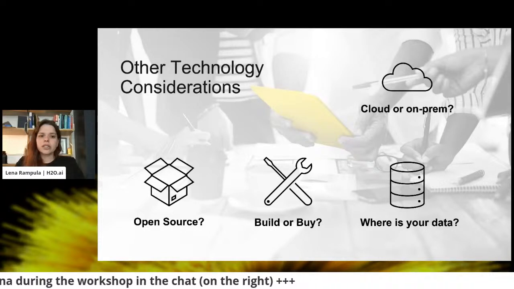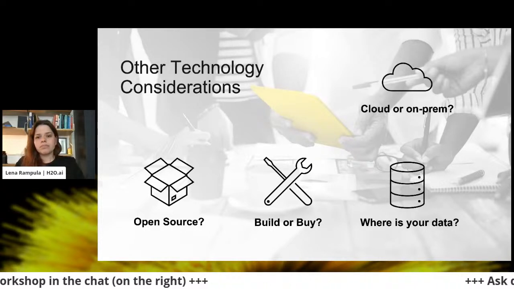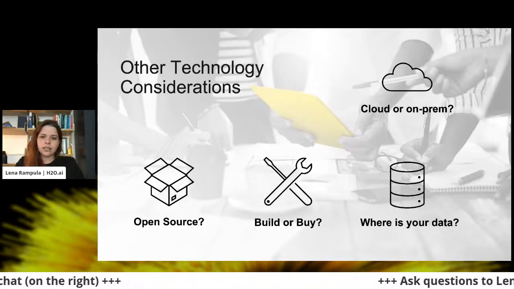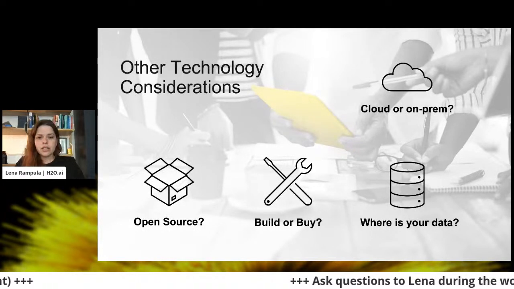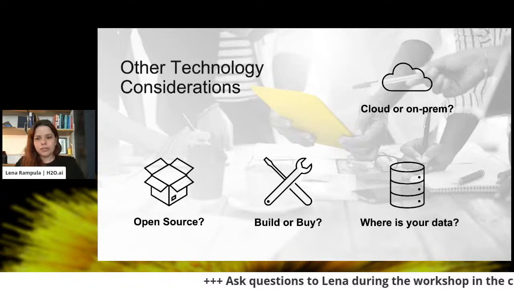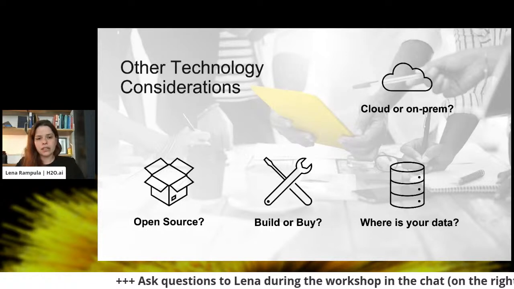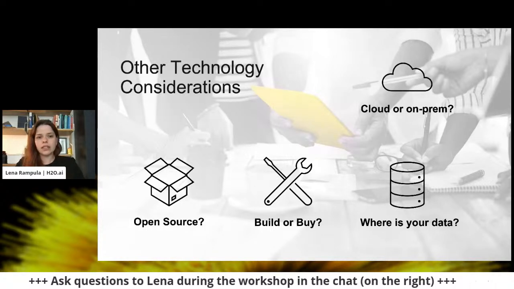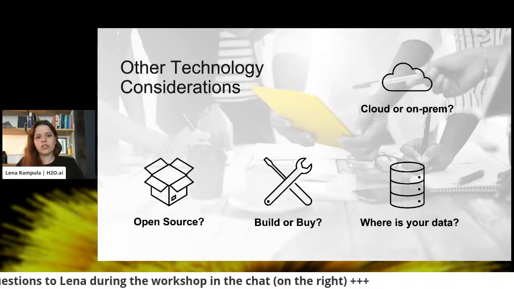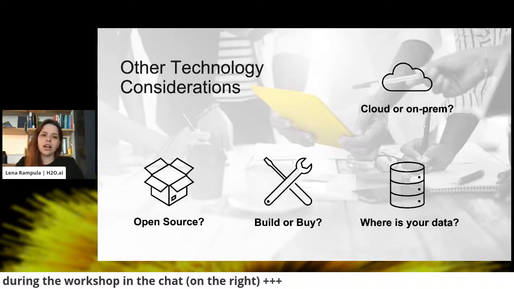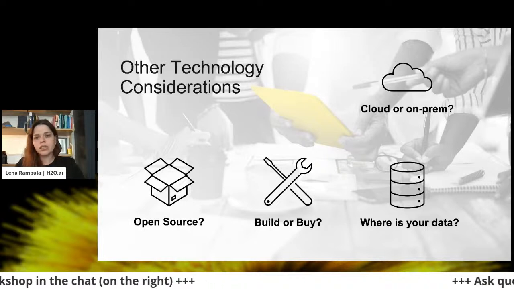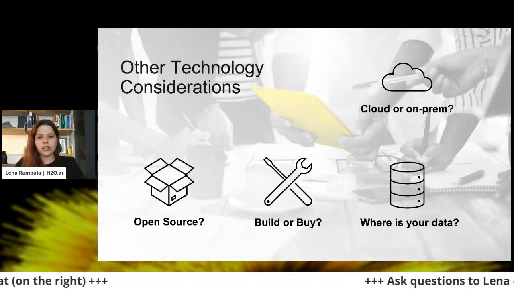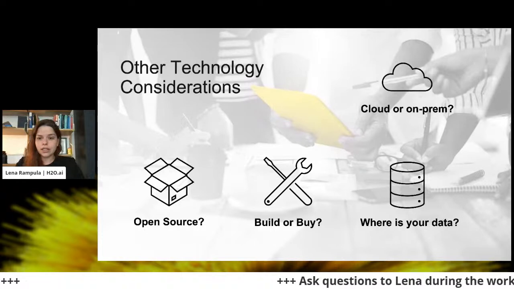So when considering technology, take a look at what your IT strategy is and align with it. So that, again, technology aligns with your IT strategy. If your IT strategy is in the cloud, make sure that it can run in the cloud. If it's a strategy for on-premise, make sure that it can run on-premise.